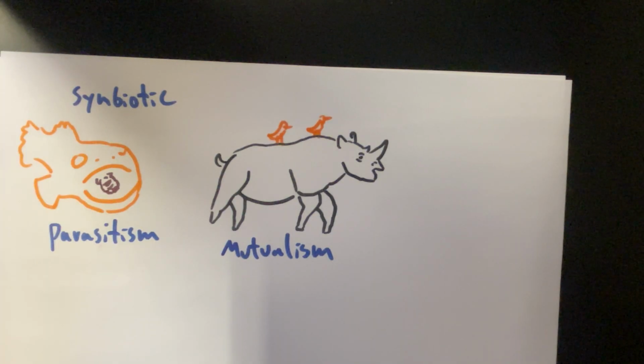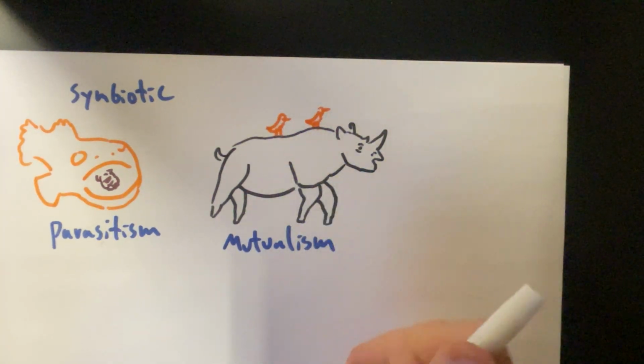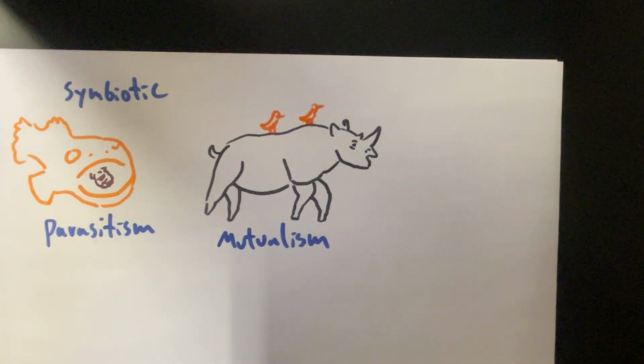I wasn't aware of this, but I did a quick search. It looks like the rhino also benefits because the birds act as a warning system against predators, including poachers. So the birds can help the rhino know whether or not there are predators around. That's an example of mutualism.